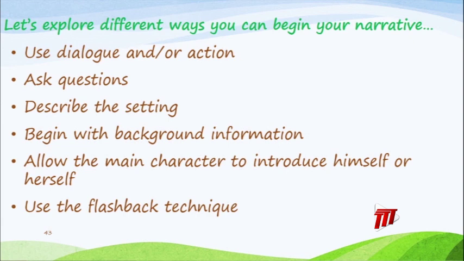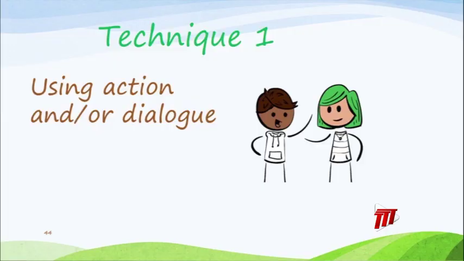We can begin our stories or narratives by using dialogue and/or action. We can ask questions of the reader. We can describe the setting. We can begin with background information about the main character, or the events that are taking place in the story. We can allow the main character to introduce himself or herself in the story. And lastly, we could use the flashback technique. There are many other techniques that can be used to begin stories, but we are going to focus on these 6 today in our presentation. Let's have a look at technique 1, using action or dialogue to begin our story.